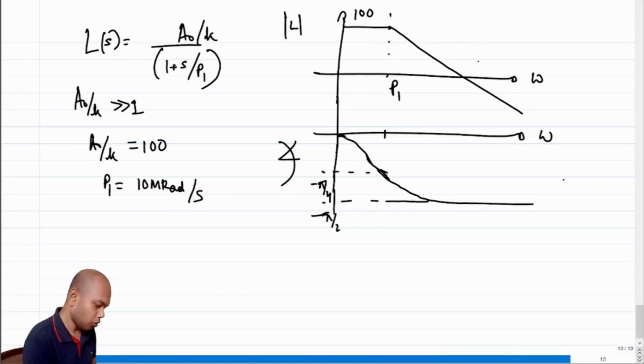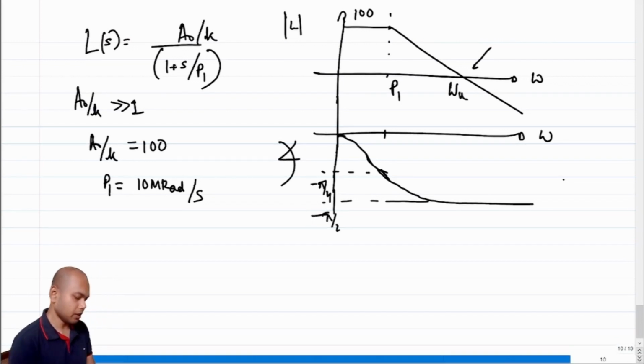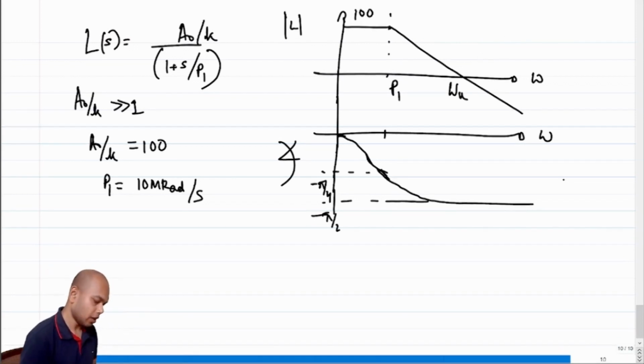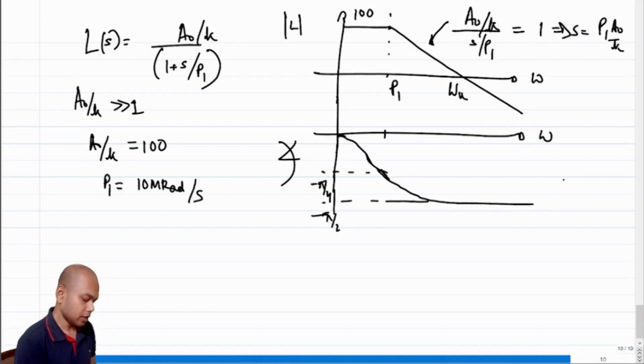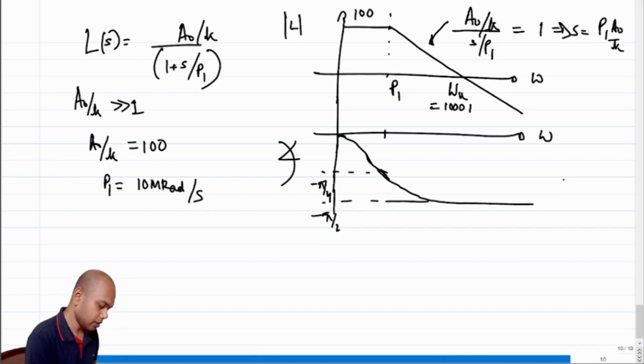What do you think omega UGB, or omega U, will be? How do I find out? Same old, same old. What is the equation of this straight line? The equation of this straight line is A naught by K by S by P1, correct? If I set this to 1, what do I get S to be? S becomes P1 times A naught over K. So in this case, P1 is 10 mega radian per second, A naught by K is 100, so omega U becomes 1000 mega radian per second.